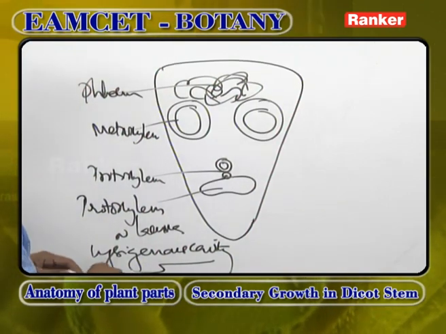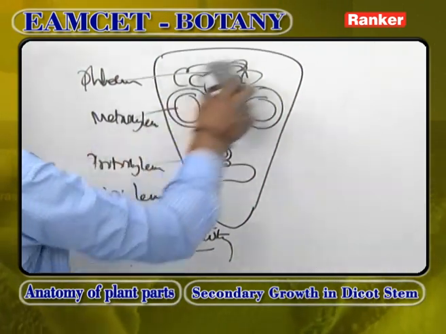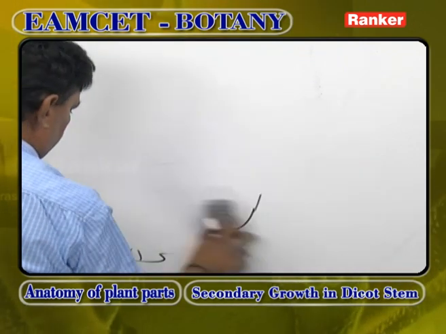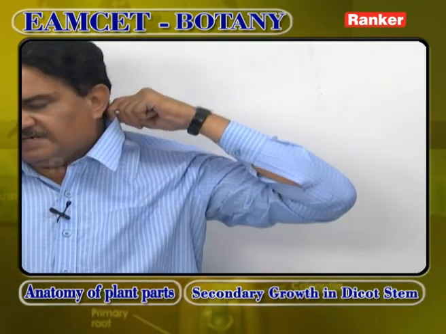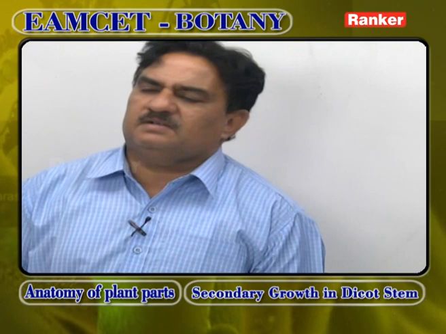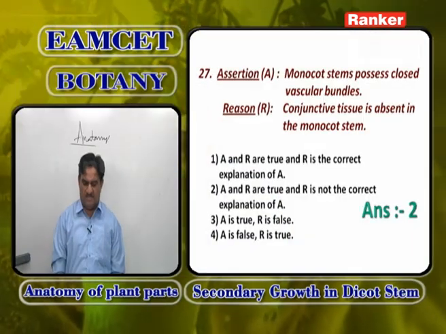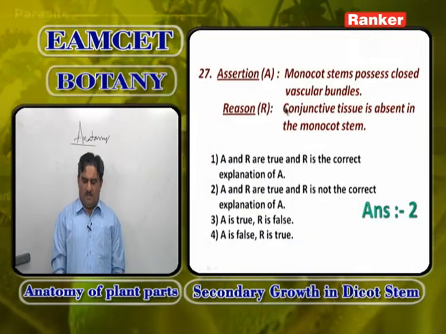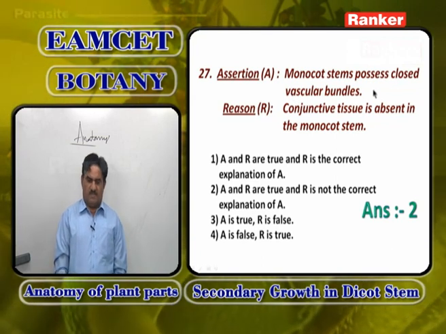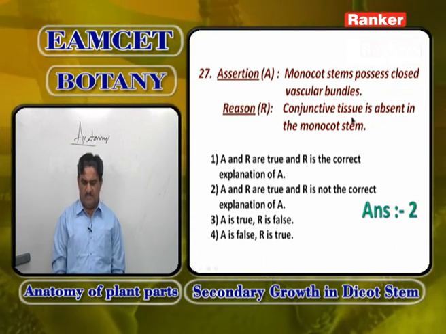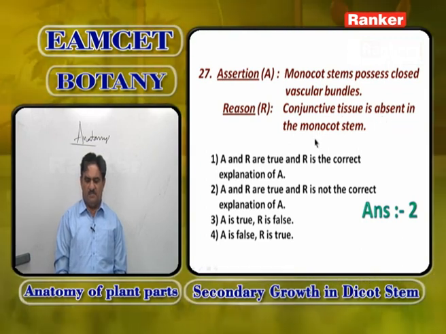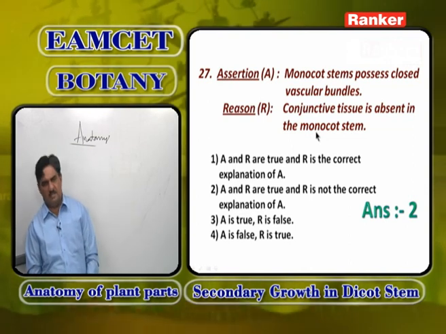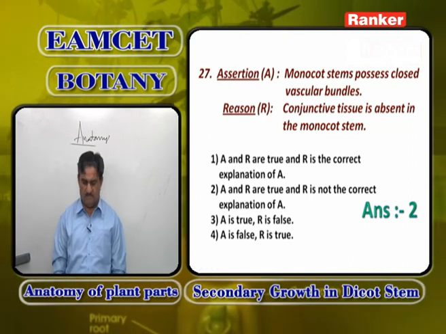So here, because of the presence of conjunctive parenchyma, the parenchymatous tissue between xylem and phloem, the reason that the monocot stem possesses closed vascular bundle is wrong. The reason must be that in a monocot stem, the vascular bundles do not possess cambium. So, monocot stem possesses closed vascular bundles is correct. Conjunctive tissue is present in monocot stem is correct, but they are not related to each other. So, both are correct, but R is not the correct explanation of A.